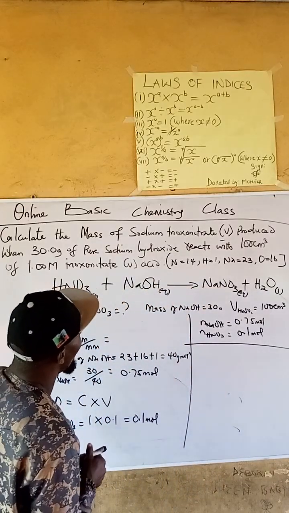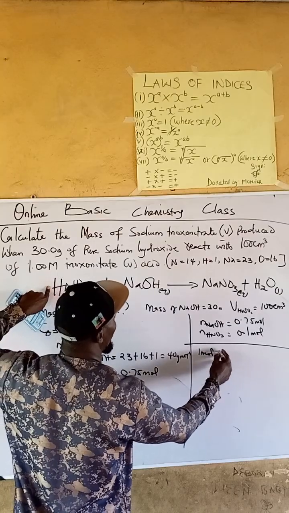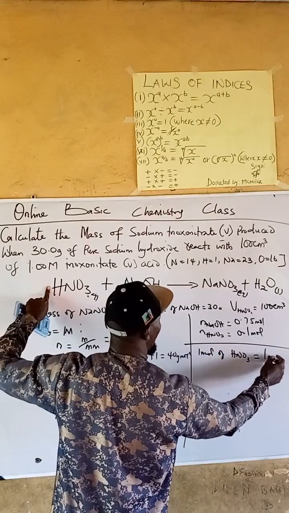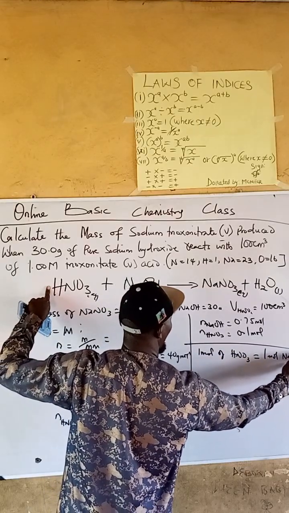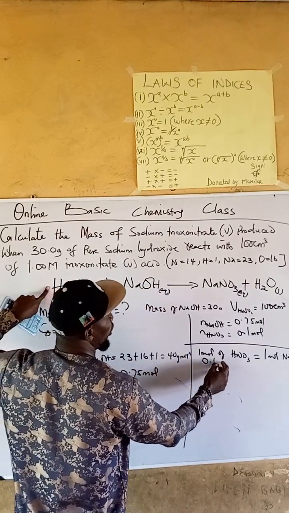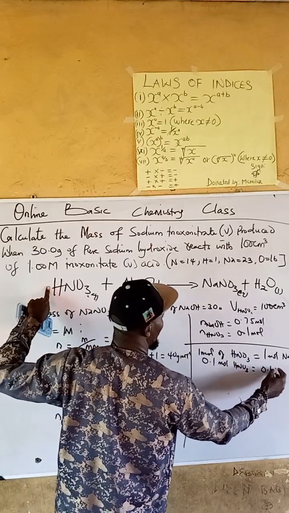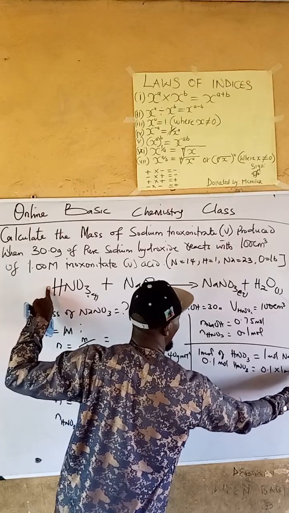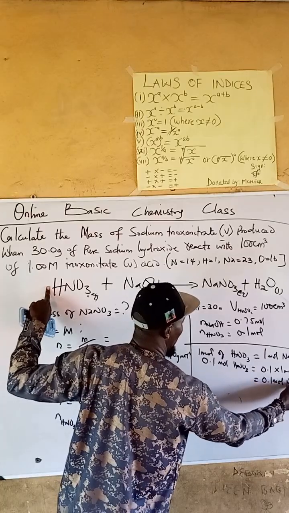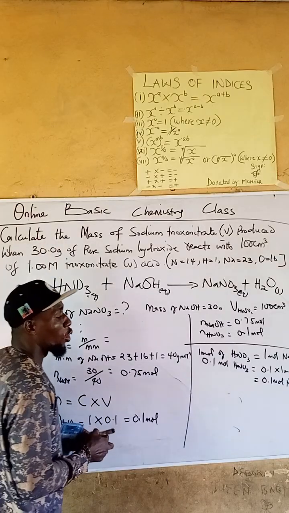Now let's go ahead and solve. From the equation, 1 mole of HNO3 gave us 1 mole of NaNO3. Are you following? Now 0.1 mole of HNO3 will give us 0.1 times 1 mole of NaNO3. It's still a mole ratio. So this is 0.1 mole NaNO3. But is that what we are looking for? No, we are looking for the mass. So it's time to convert this to mass.